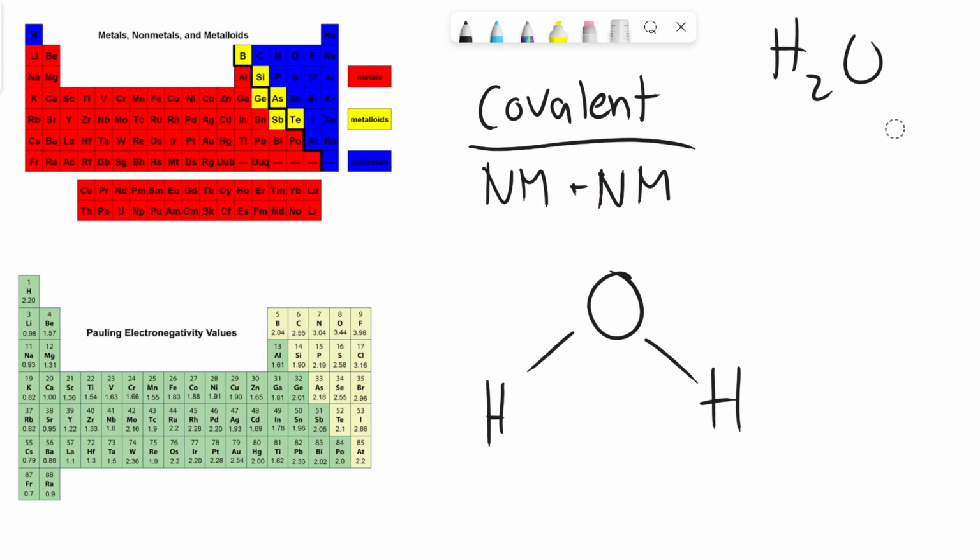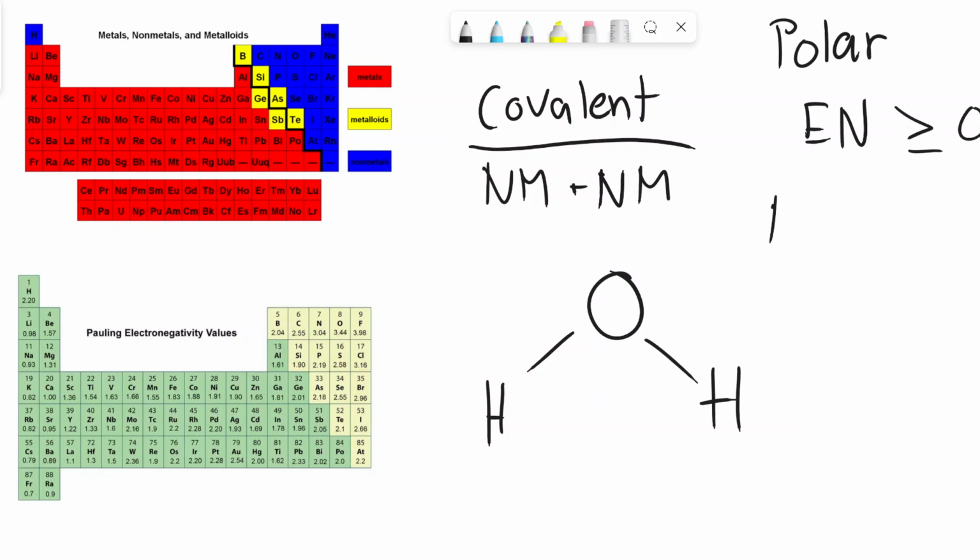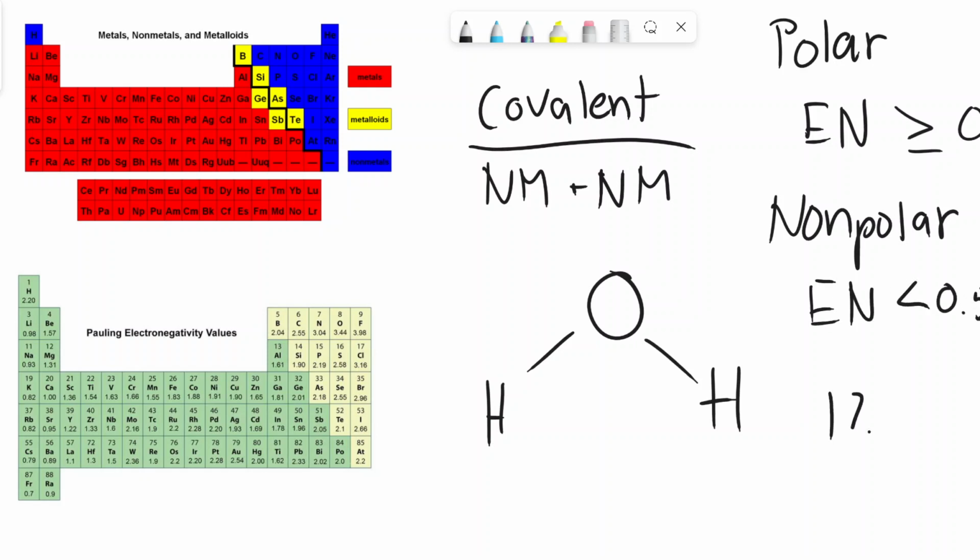And to figure out if that is polar or non-polar, we'll have to see a little comparison. Okay, so I'm going to erase a little bit of this. Basically, it's polar if the electronegativity difference, EN, is greater than or equal to 0.5, which is the general number, and non-polar if it's less than 0.5. So in this case, 1.24 is greater than 0.5.